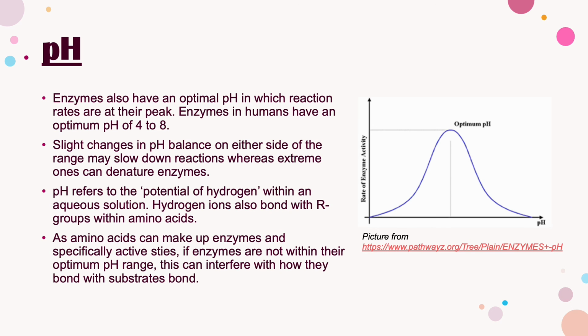pH. Enzymes also have an optimal pH in which reaction rates are at their peak. Enzymes in humans have an optimum pH of 4 to 8. Slight changes in pH balance on either side of the range may slow down reactions, whereas extreme ones can denature enzymes. pH refers to the potential of hydrogen. Within an aqueous solution, hydrogen ions also bond with R groups within amino acids. As amino acids can make up enzymes and specifically active sites, if enzymes are not within their optimum pH range, this can interfere with how they bond with substrate bonds.